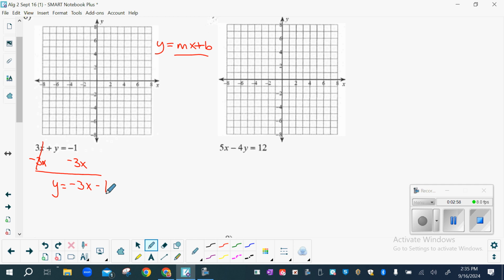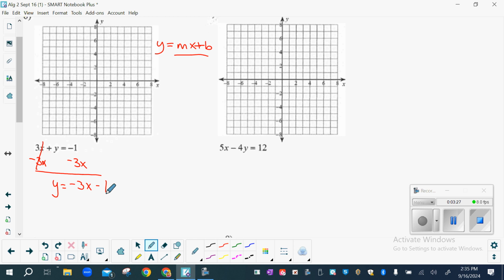Did you have a question on that? So I needed to get it to look like this. So I have to isolate that y. I have to get the y by itself. So I first need to take this -3x from both sides. So that's where the -3x comes from. Okay. So now when I go to graph it, how do I graph that?